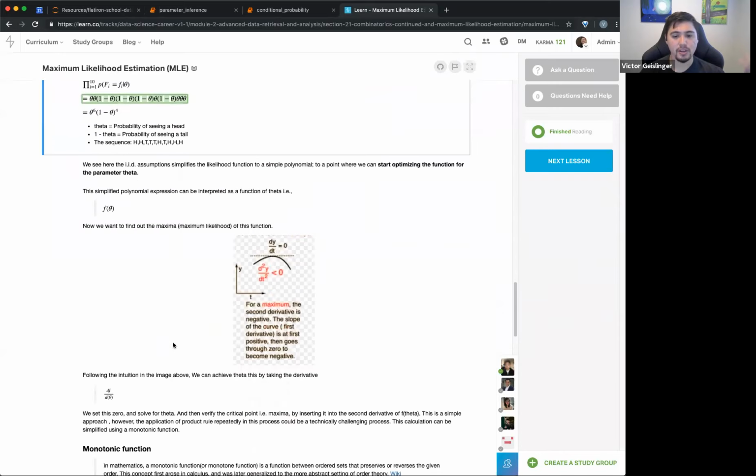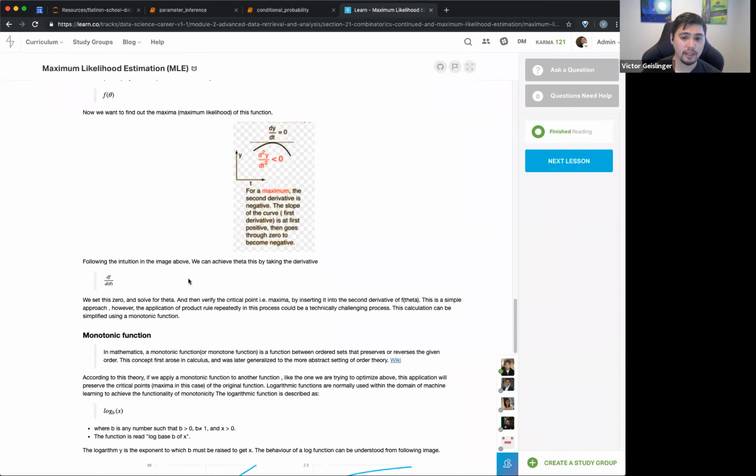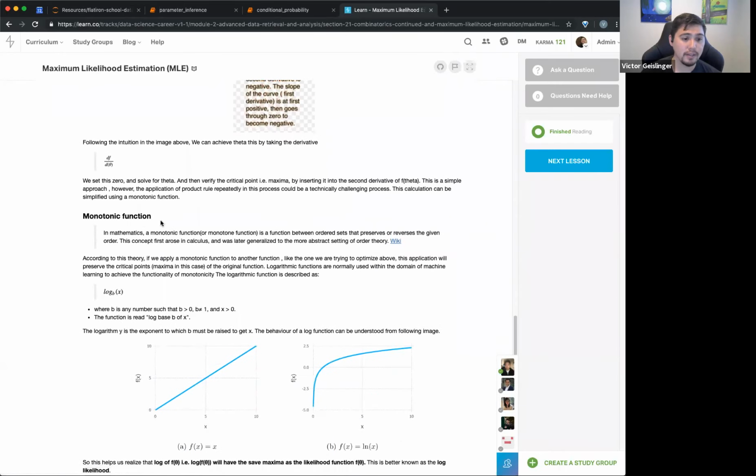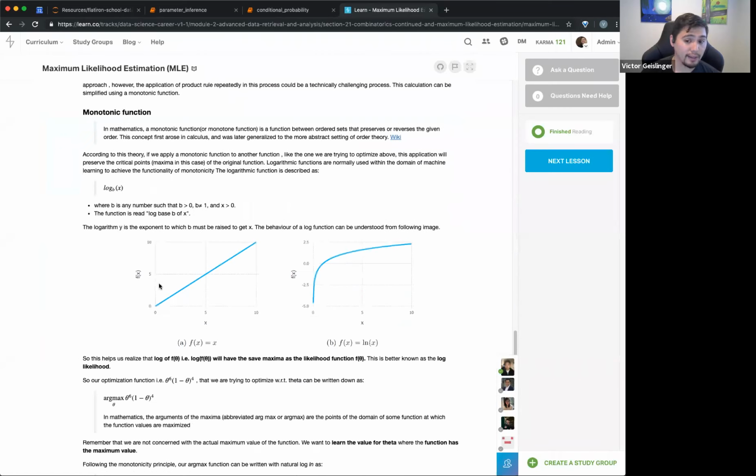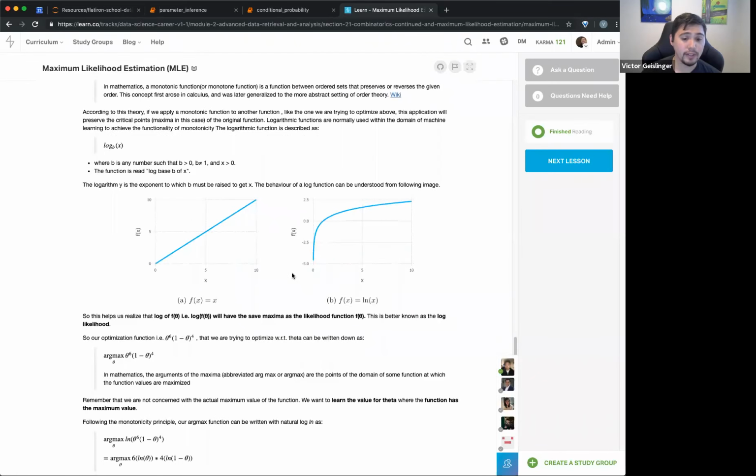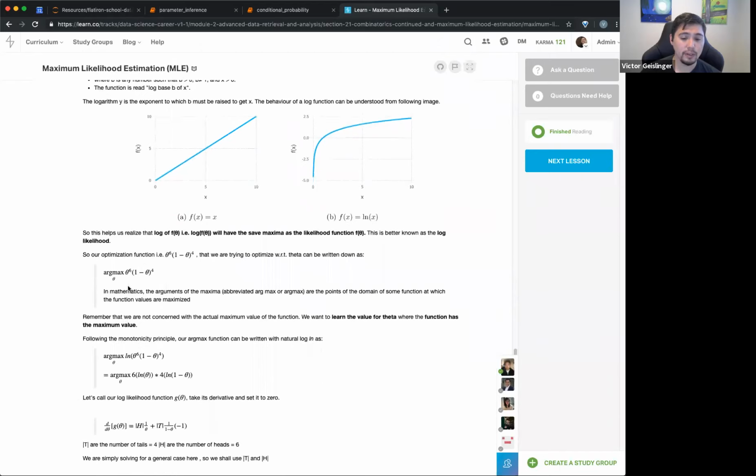Basically, you go through this part and say, okay, we can take the derivative of this part. It's a monotonically increasing function, so we can do the logarithm, right? This is showing why you can do this. And essentially, we can do all this part.